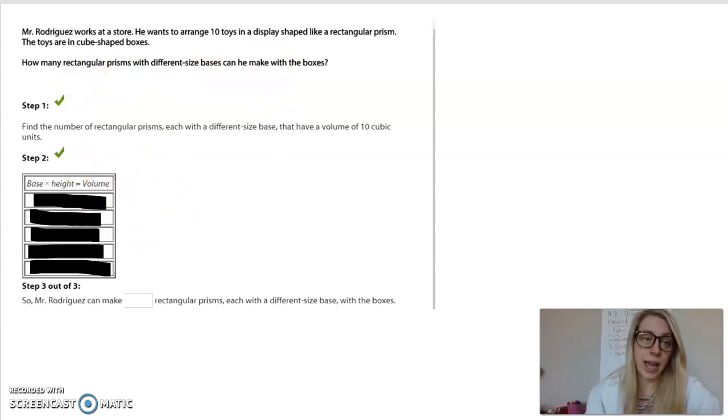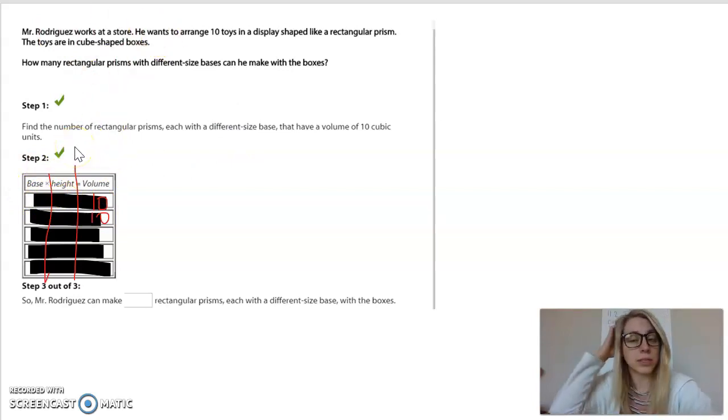So pretend like we have this set up into columns just like they did on the prior slide, and our volume over here is 10 continuously all the way down, okay? So we don't know our base or our height, but we can figure out multiple different ways to get to 10 because 10 is a pretty small number. So we're going to start with 1 because we all know that 1 is a multiple of 10.